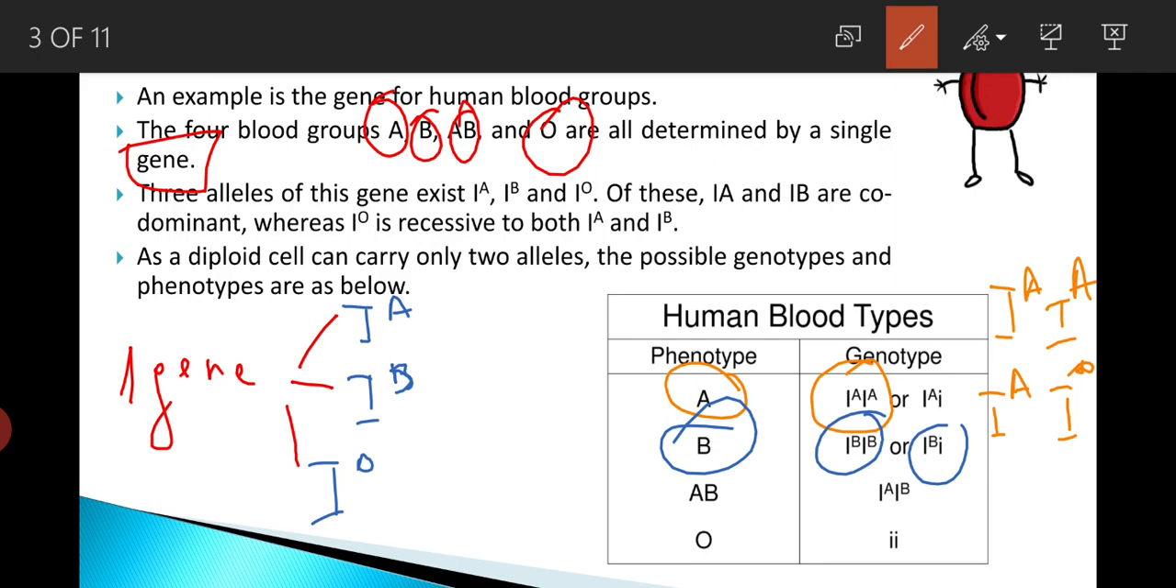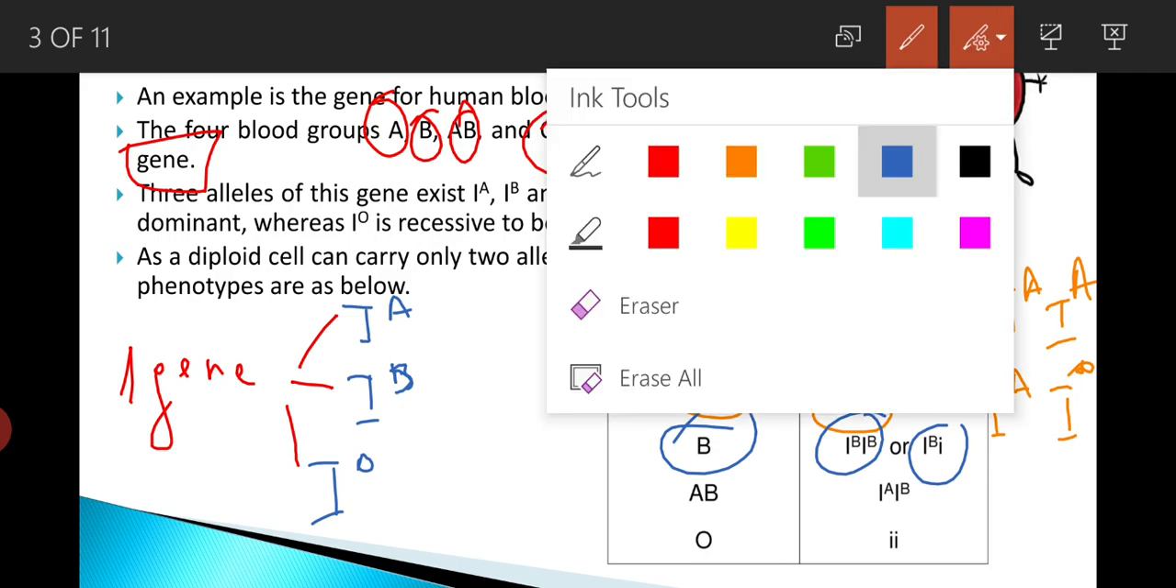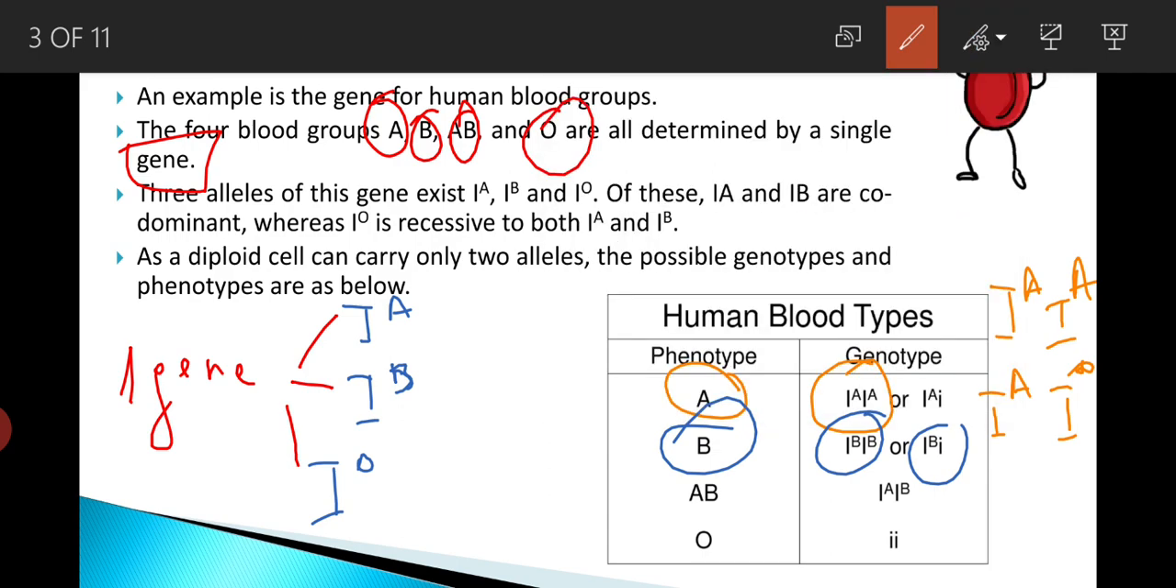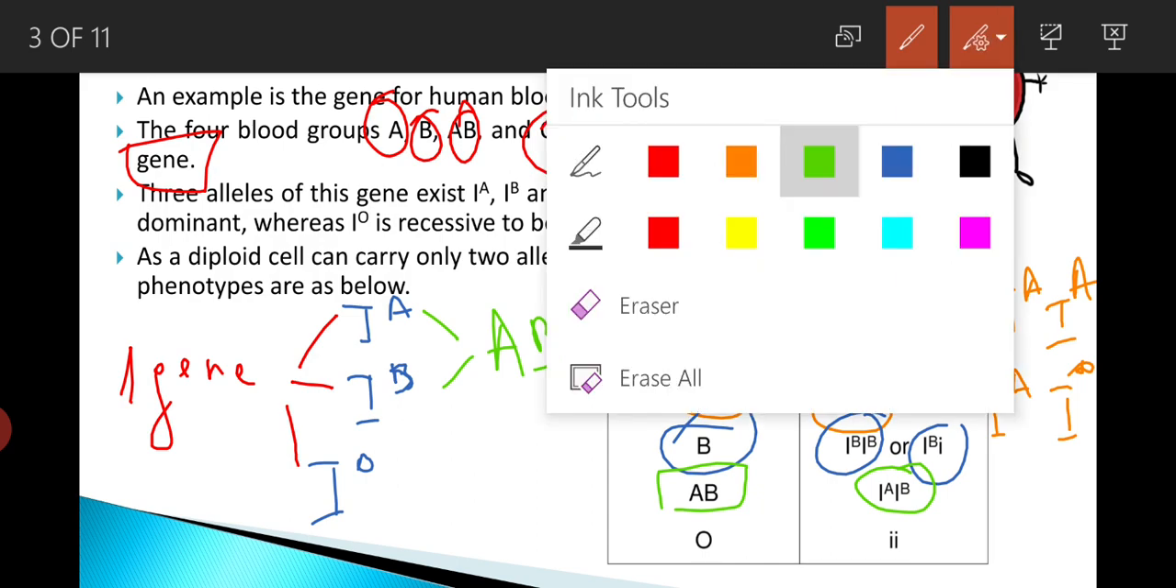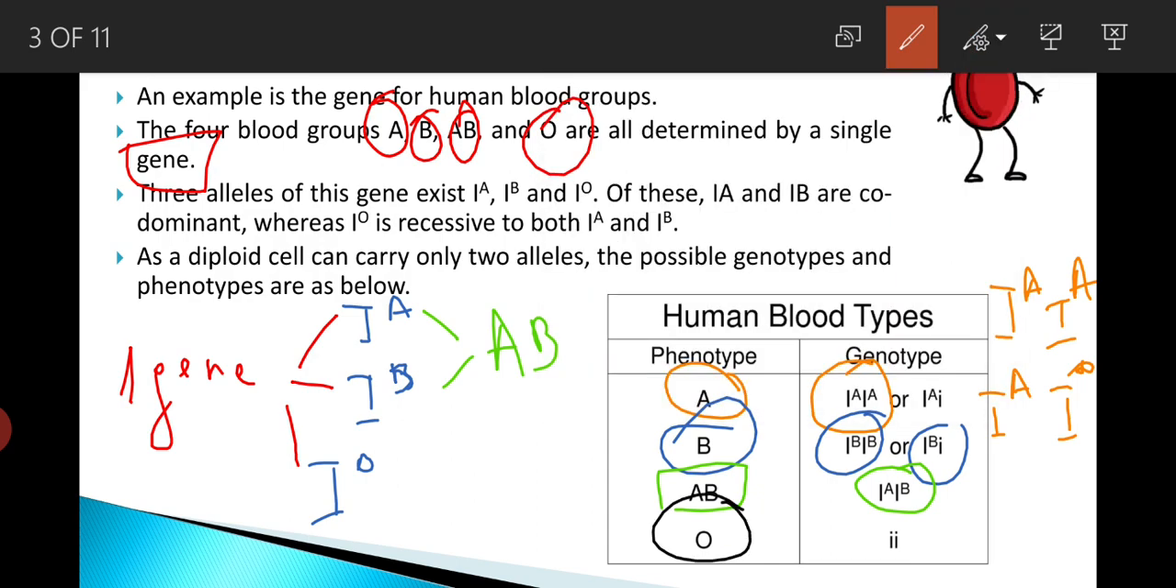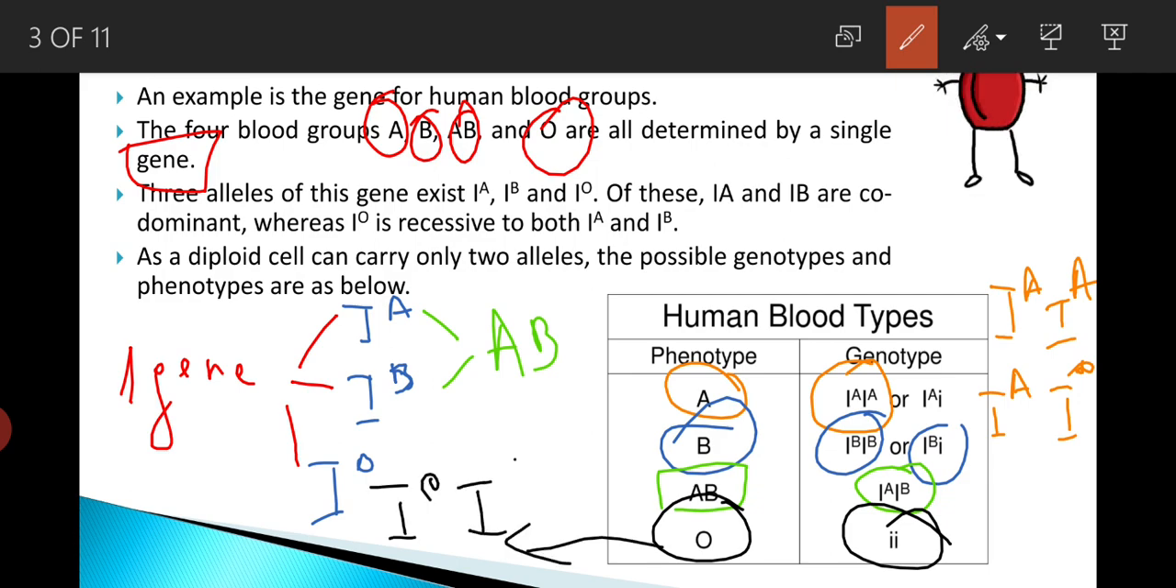And when we talk about the group AB, it means that we have the genotype IAIB. In this case, we say that the blood type AB is co-dominant. And the last group is the group O, in which we have the genotype I0I0. It might also be expressed in this way, ii.